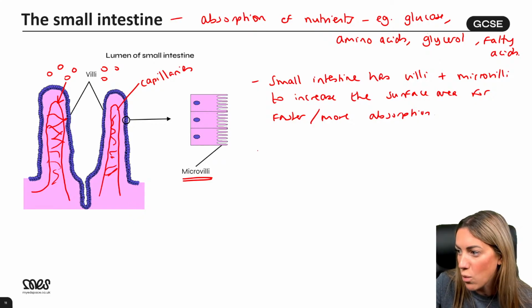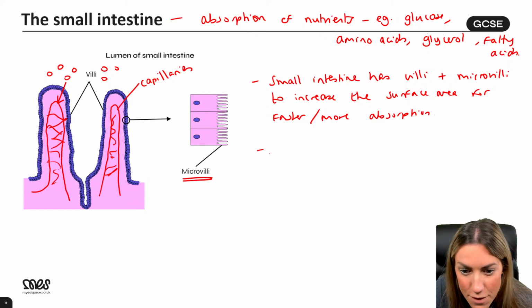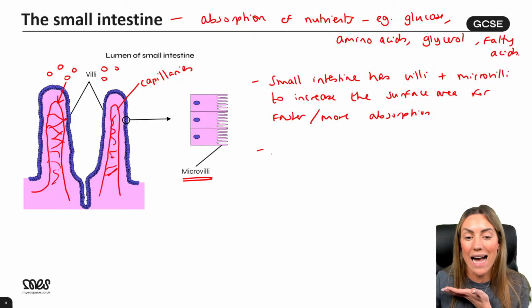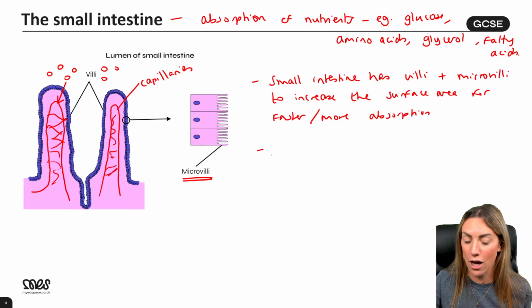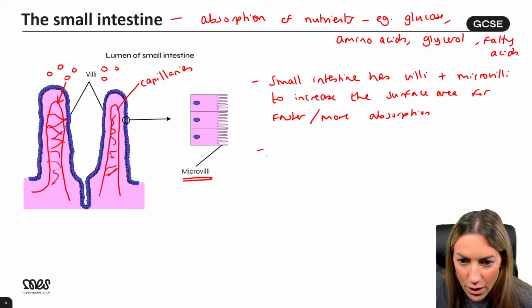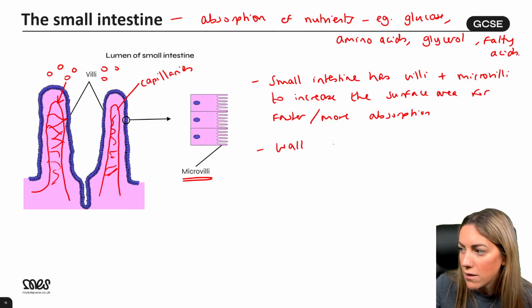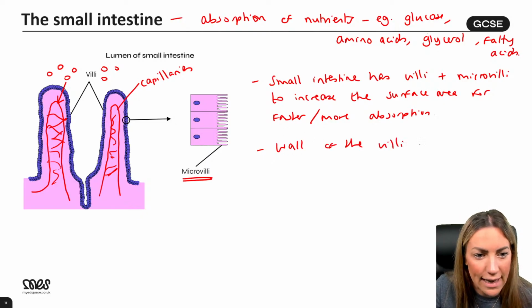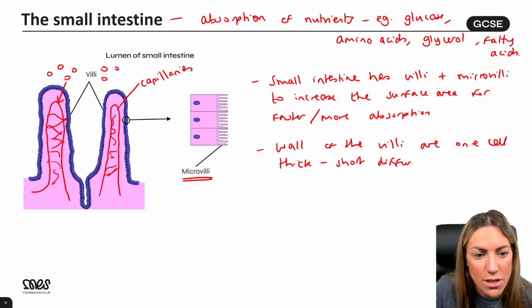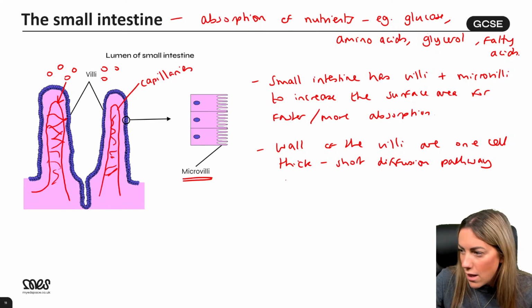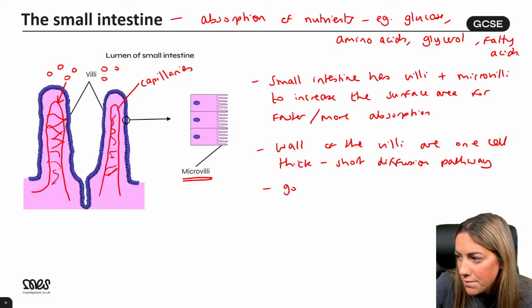One cell thick. What is one cell thick? Diffusion. Yes, so it could be diffusion or it could be active transport, depending on the concentrations, obviously. It's diffusion if they're going from high to low. It's active transport if they're going from low to high, which we've kind of covered already. The wall of the villi is one cell thick, so you could link that to a short diffusion pathway. What else are we saying? Good blood supply.